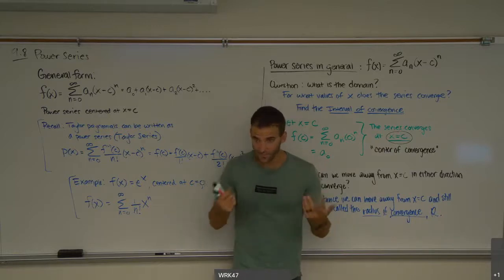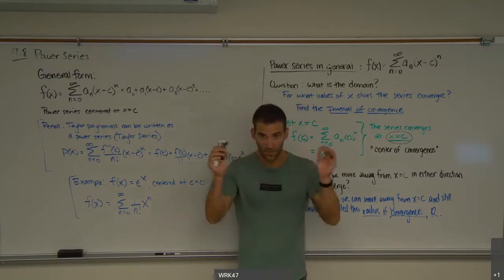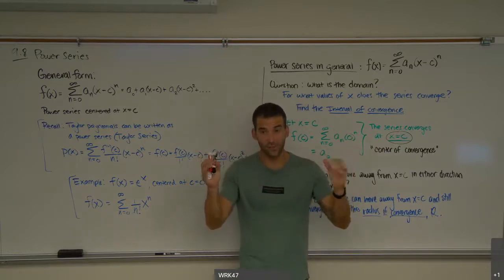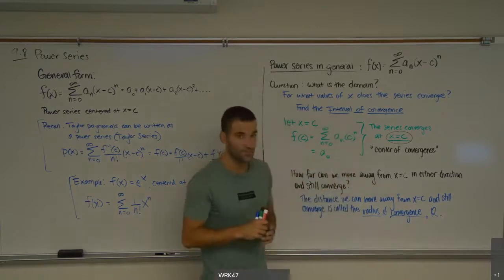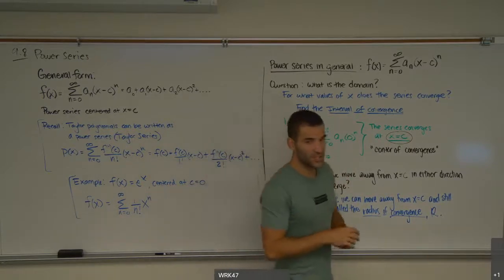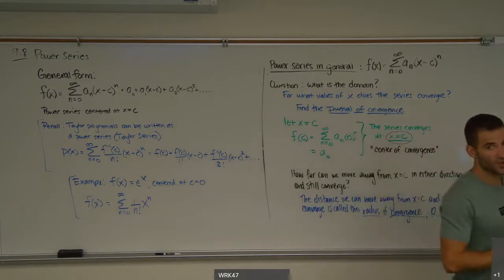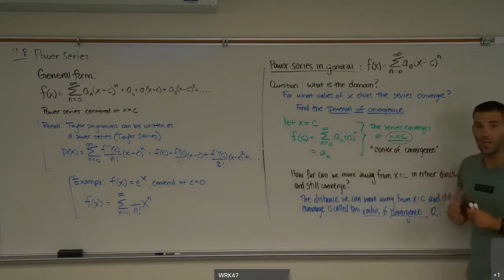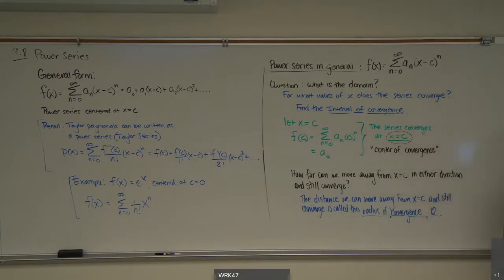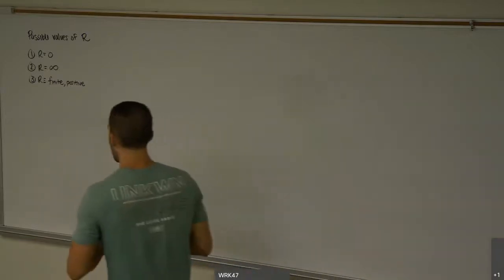Now that we know what we want to do, right? We want to find how far away we can move from c, giving me some sort of interval in which we converge, the interval of convergence. What are the possible situations for R? It's going to be our question. How far can I move away? What cases do I run into? And so there are three cases for the value of R. So the possible values of R fall into three categories.